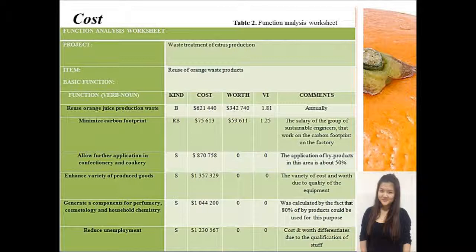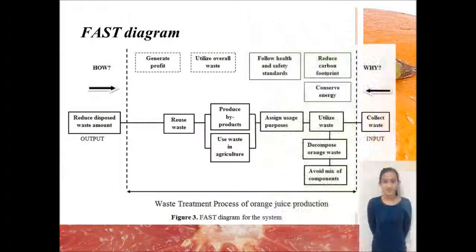The value index for basic function is 0.81, which is acceptable. The average with required secondary value index is not calculated because both cost and worth of the required secondary function are included in the cost and worth of the basic function. Therefore, value to the system should be added. Next, the FAST diagram will be demonstrated and discussed.